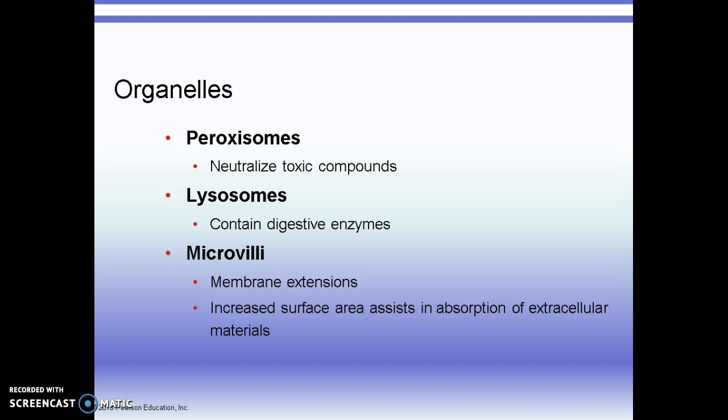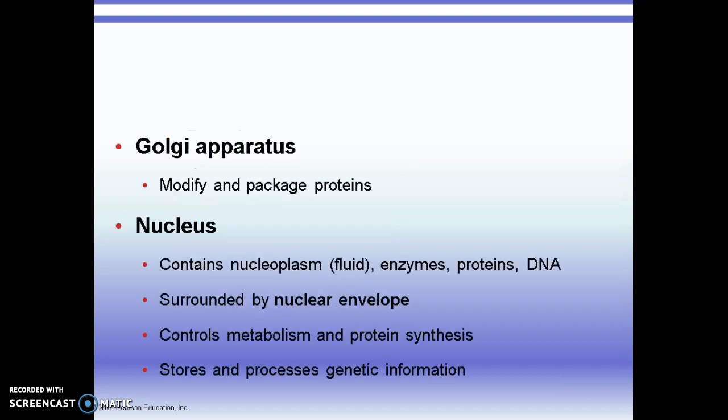Microvilli are membrane extensions in areas where a lot of absorption is going to occur. So we'll see microvilli in parts of the digestive tract. The Golgi apparatus is the shipping department, and it modifies and packages proteins for export. The nucleus contains the DNA, which has the information to make proteins. It's surrounded by a nuclear envelope that is loaded with pores. Things need to get in and out of that nucleus.